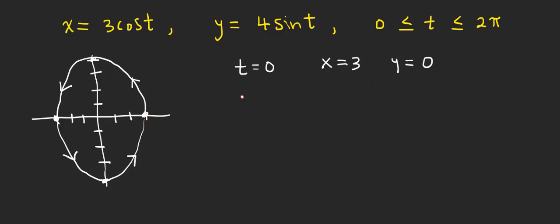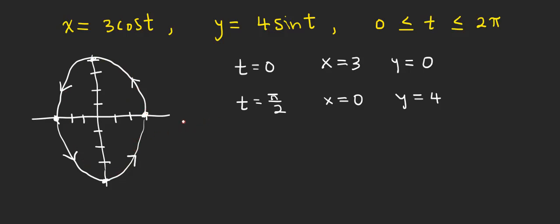What about when t is equal to pi over 2? What is cosine of pi over 2? That's 0. 0 times 3 is 0. And sine of pi over 2 is 1. 1 times 4 is 4. So when t is equal to pi over 2, x is 0 and y is 4. That's why the particle will be over here. So that's why the direction goes like that.